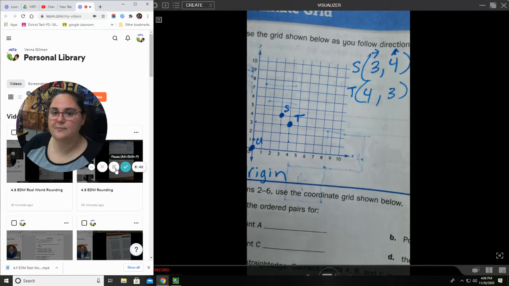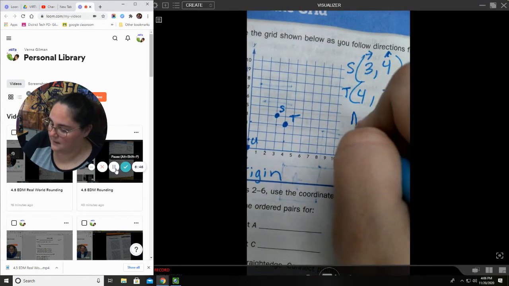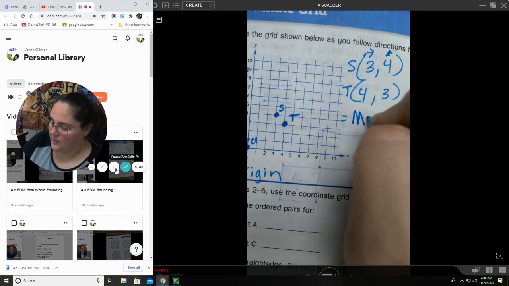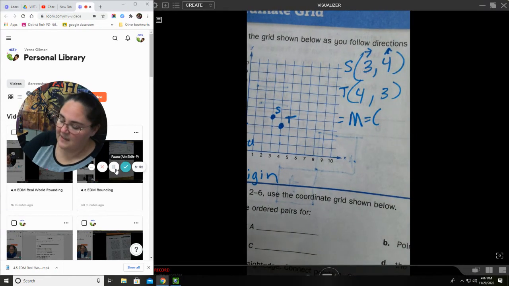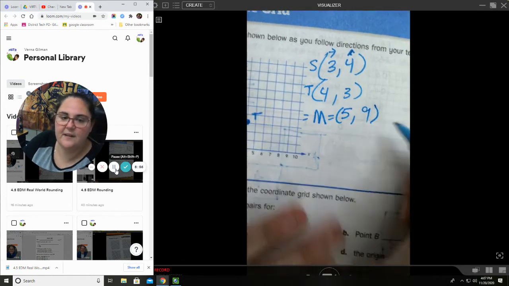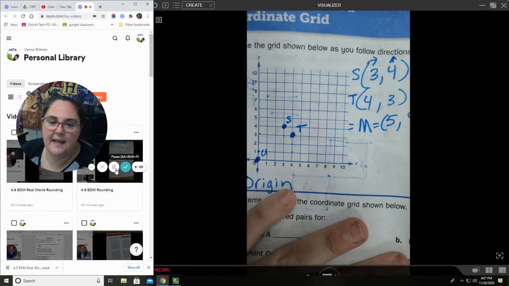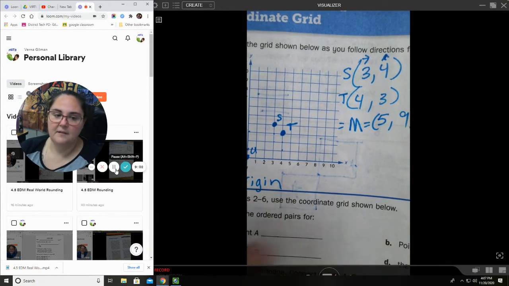Let's try a couple more. We're going to label M, and I want you to find the coordinate 5, 9. See if you can find the coordinates 5, 9 and label it N. Pause if you need to. M, 5, 9.